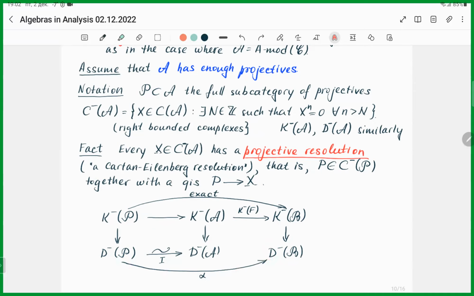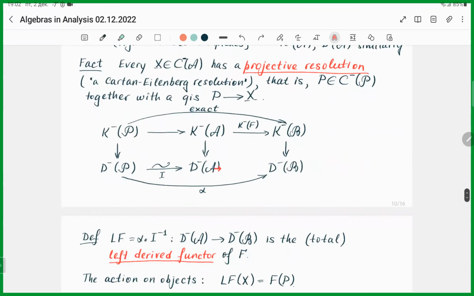But on the other hand, since P consists of projectives, it can be shown that the canonical inclusion of D minus of P into D minus of A is actually an equivalence of categories. So now we can define the left-derived functor of f as follows. First, we go from here to here, and then we apply alpha. So the left-derived functor of f is given by the following composition. And it acts from D minus of A to D minus of B. And it is called the left-derived functor, or more exactly, the total left-derived functor. So here the word total emphasizes the fact that this functor acts between the derived categories.